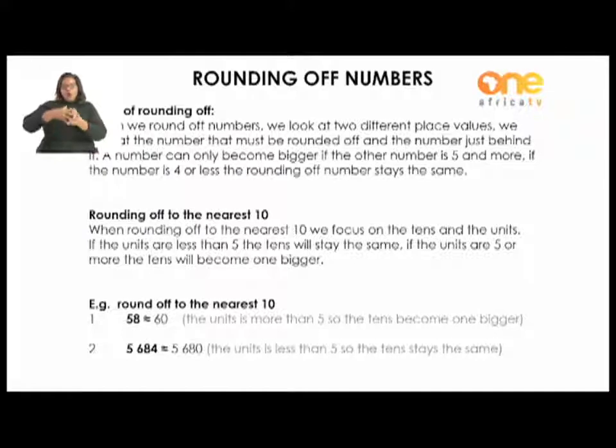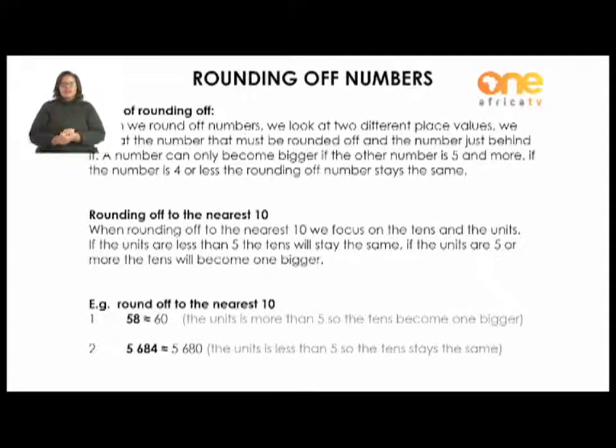So when we round off to the nearest 10, we find the number in the 10s place. That is the number that will either stay the same or become 1 bigger. And we focus on the units. If the unit is 5, 6, 7, 8, or 9, the 10 will become 1 bigger. If the units are 4, 3, 2, 1, then the 10 will stay the same.